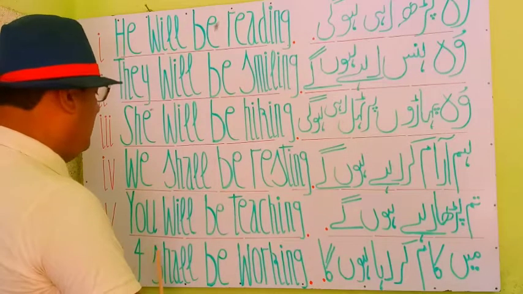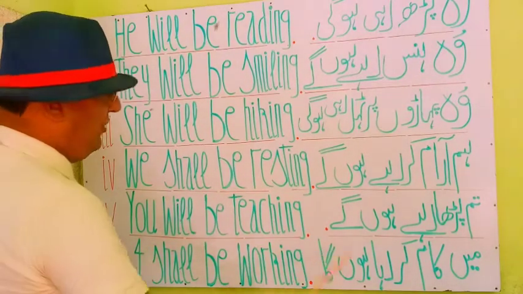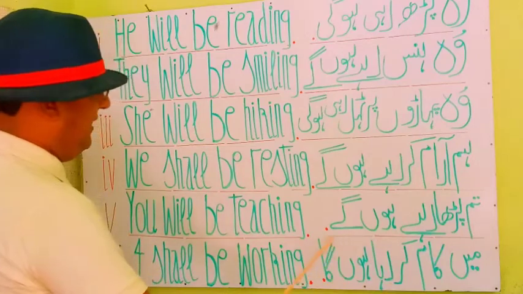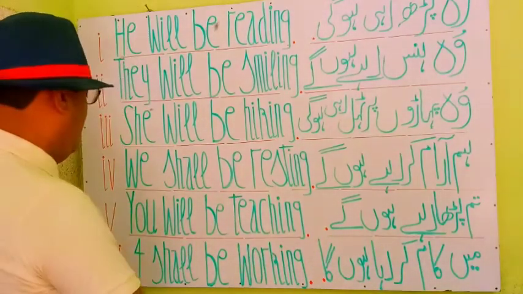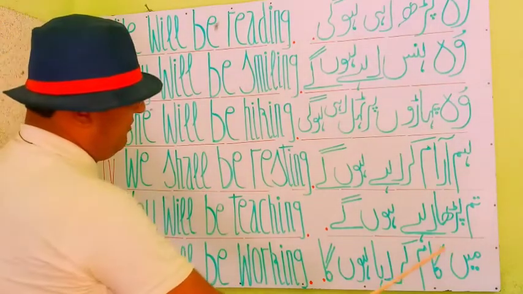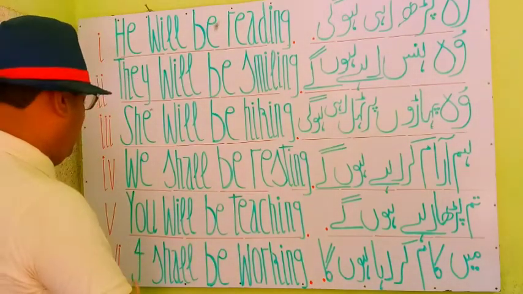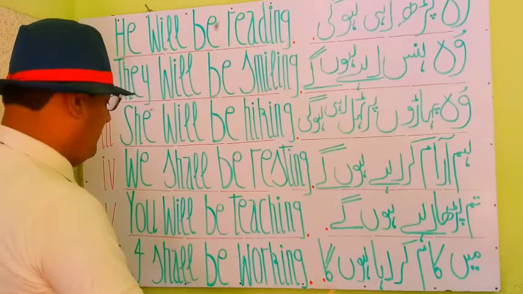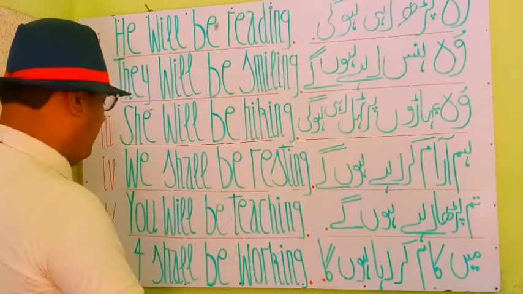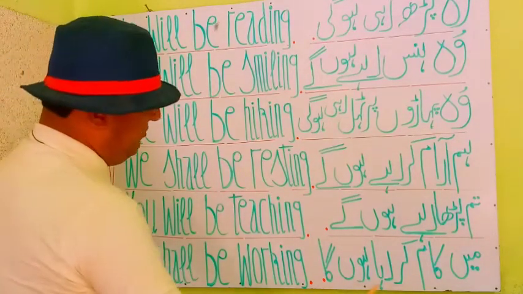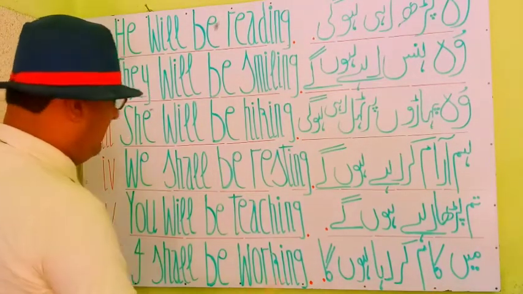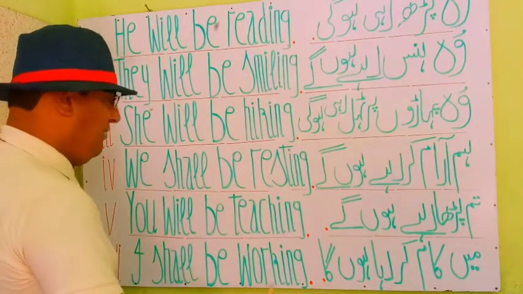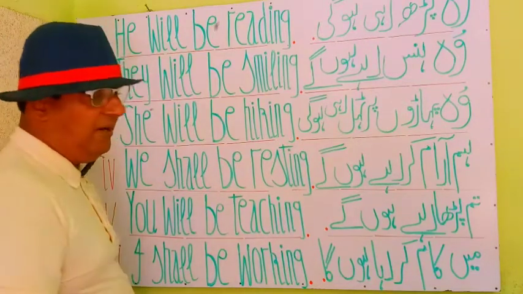And next is you will be teaching. तुम पढ़ा रहे होंगे. You will be teaching. आप पढ़ा रहे होंगे. And last one is I shall be working. मैं काम कर रहा हूँगा. I shall be working. मैं काम कर रहा हूँगा.